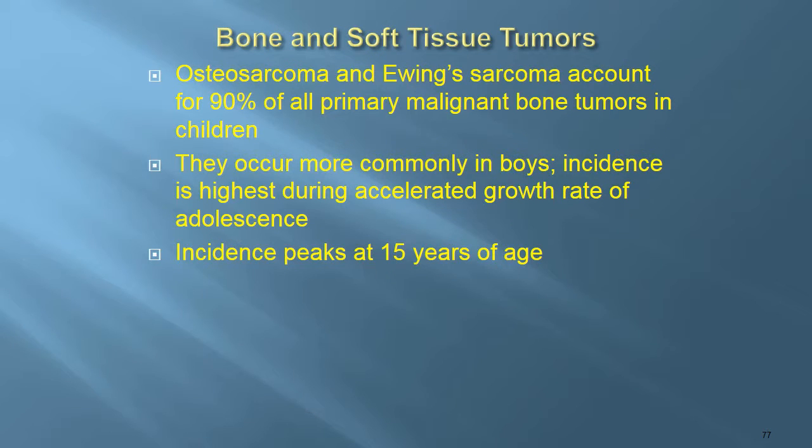Bone and soft tissue tumors. Osteosarcoma and Ewing sarcoma account for 90% of all primary malignant bone tumors in children. They occur more commonly in boys. The incidence is highest during the accelerated growth rate of adolescence. The incidence peaks at 15 years of age.